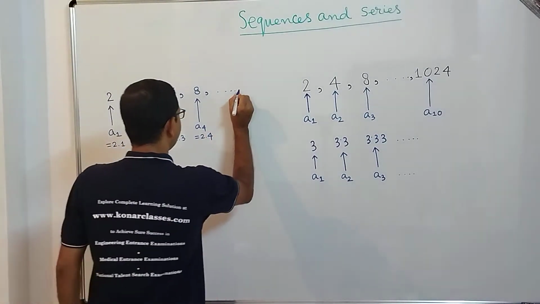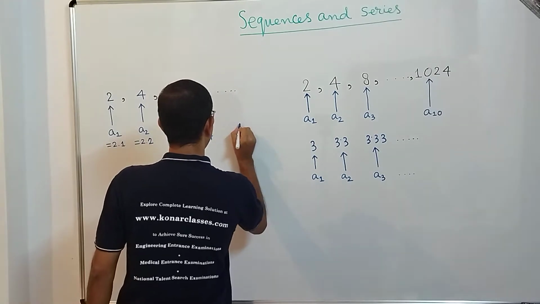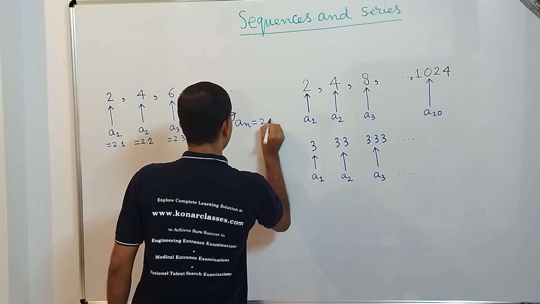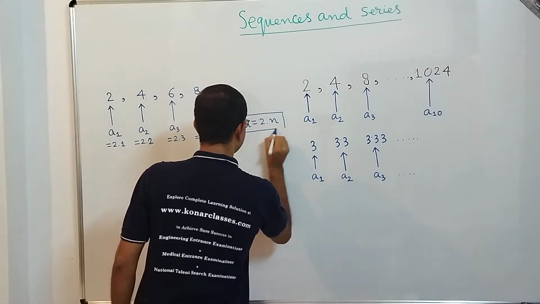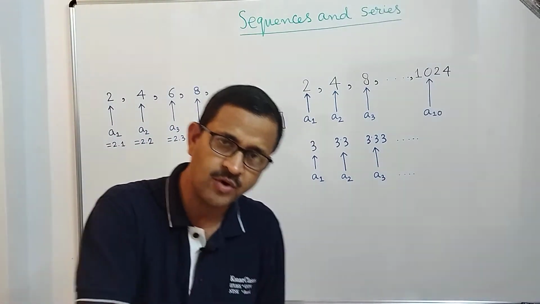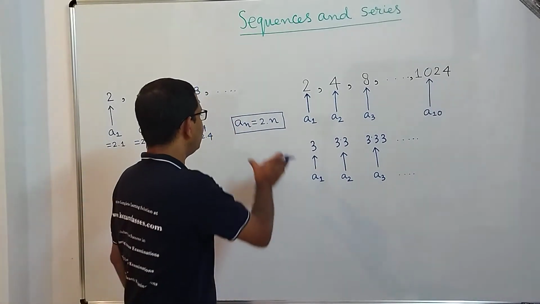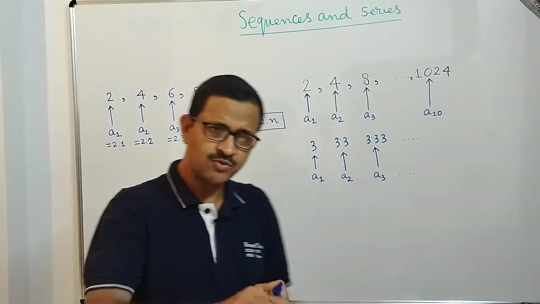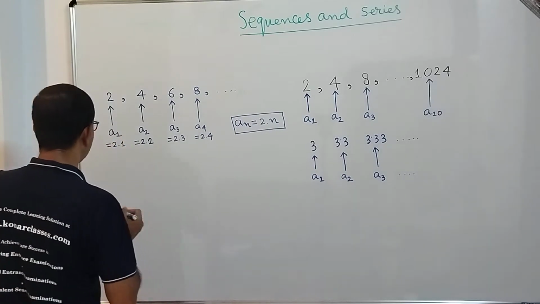Then in that way, if we go to the nth term, that is, if we write the nth term as An, how are we going to get that An? We are going to get 2 into n. So this is the way we can define a sequence: An is equal to 2 into n. A1 is 2 into 1, A2 is 2 into 2, A3 is 2 into 3. In that way we can find the sequence of all even numbers. In a similar manner, we can find the sequence of all odd numbers as well.